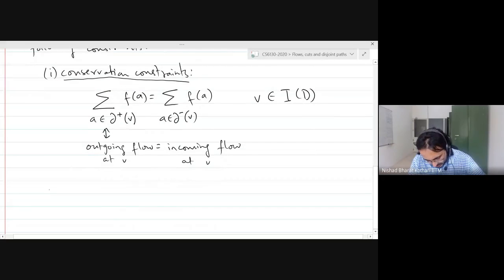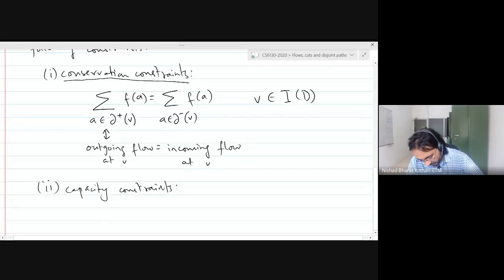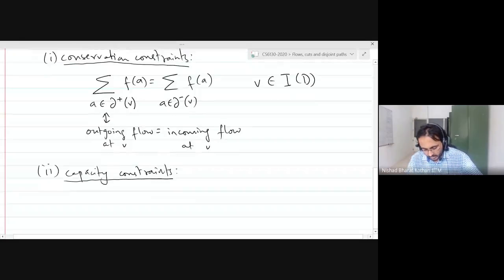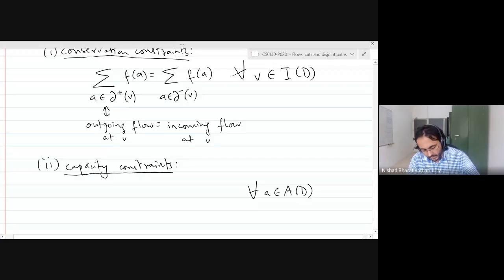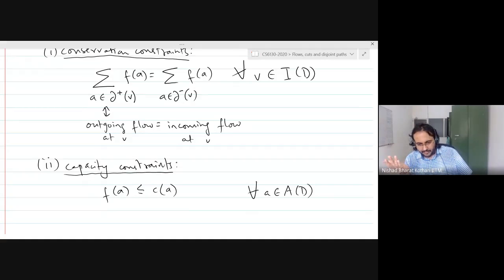And second is the capacity constraints. For each arc of the directed graph D, we want that the flow on that arc is at most the capacity of that arc. If a particular road segment can only handle 5 trucks at a time, then you should not send more than 5 trucks at a time. So that is all that the flow capacity constraint is saying.